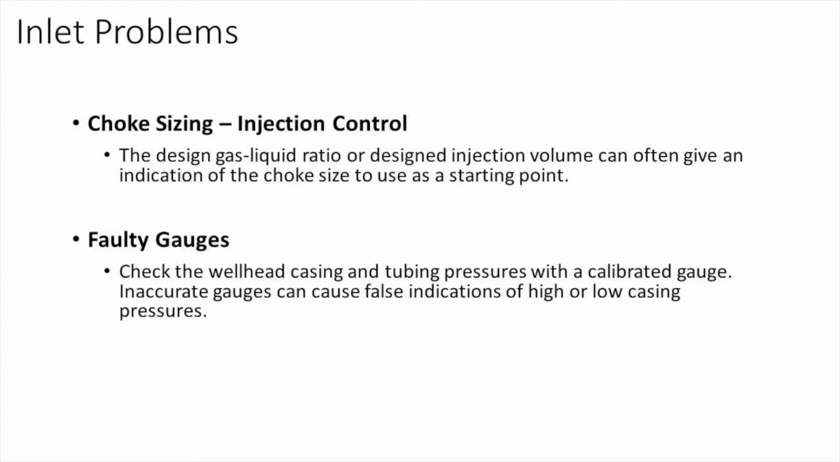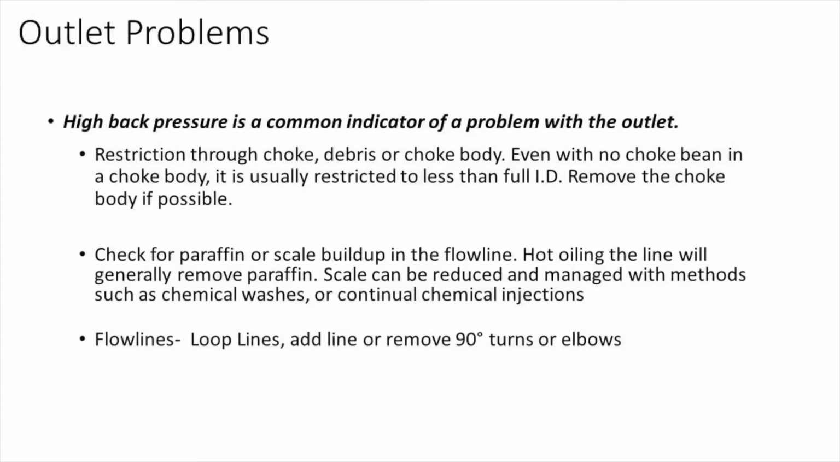Also looking at gauges again, our facility gauges, our gauges on our compressor, to understand that the numbers the gauges are showing are what we should be reading for the system. So with outlet issues, the biggest one is pressure, and pressure due to restrictions. Undersized flow lines, too many elbows, too many 90-degree bends within the well are typically the biggest problems with the outlet side. So typically when reviewing outlet problems, we just like to do a full system review.